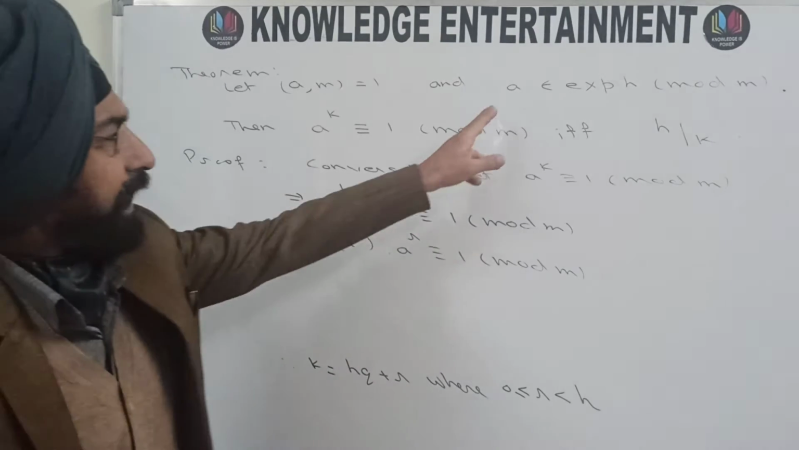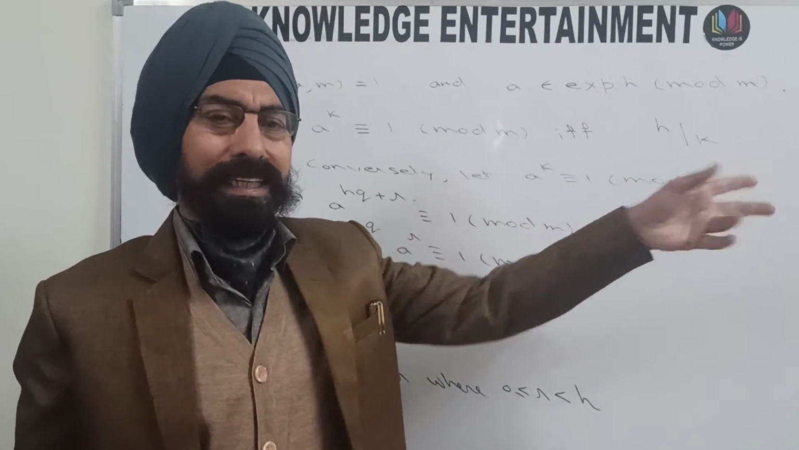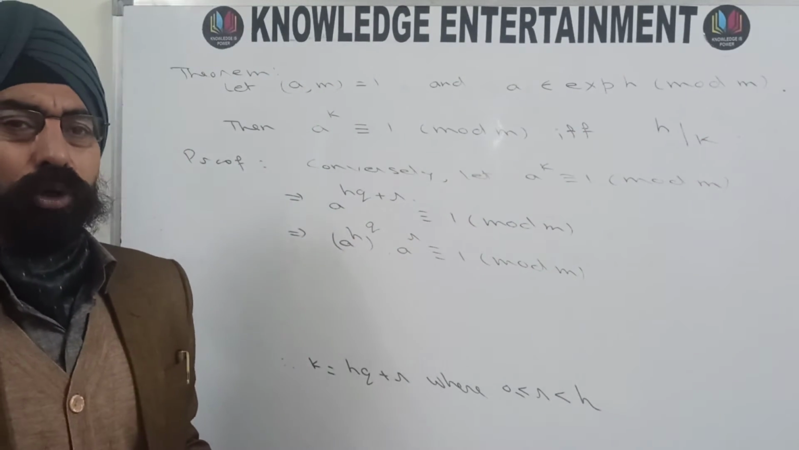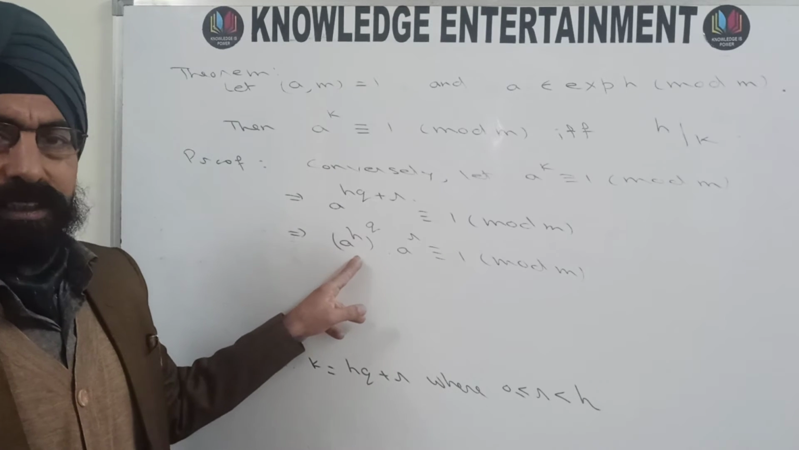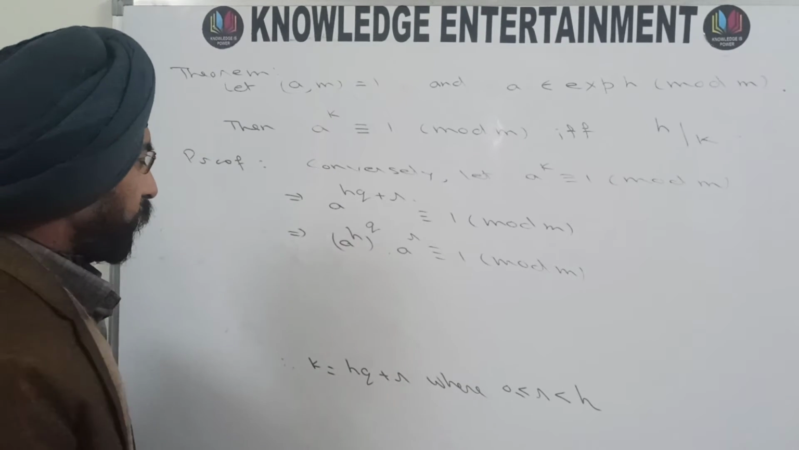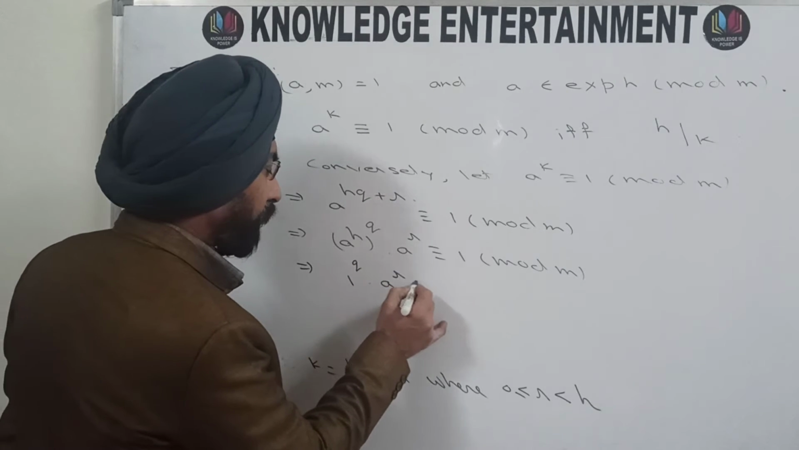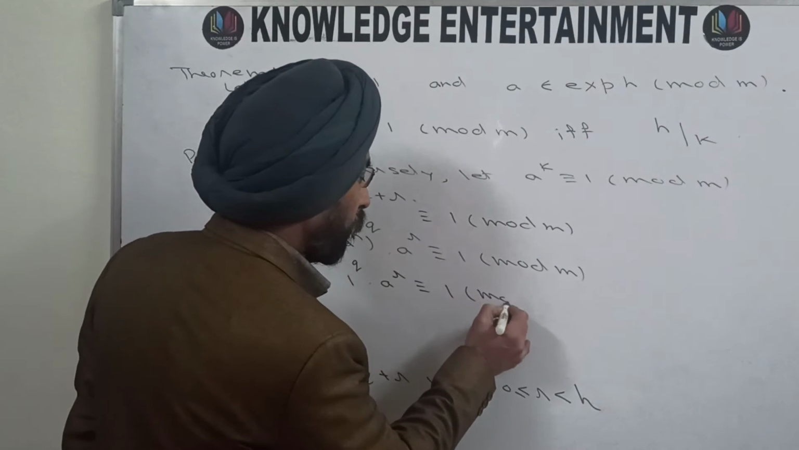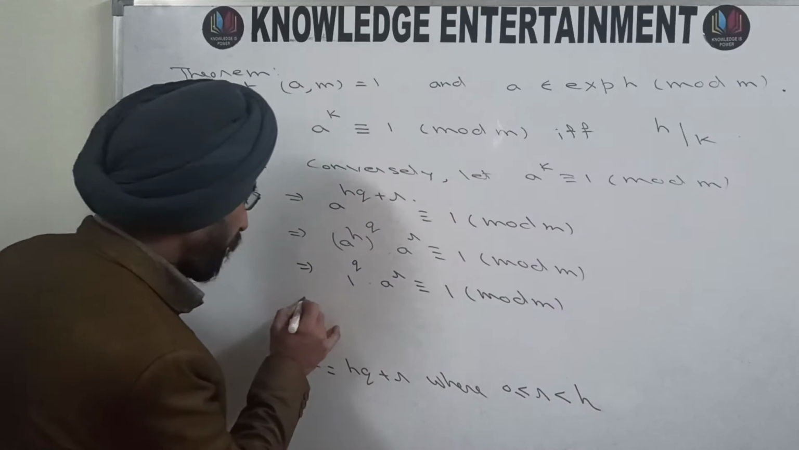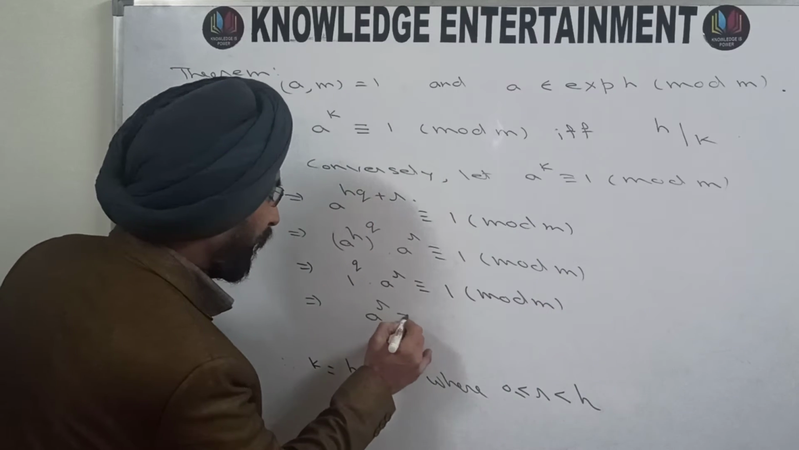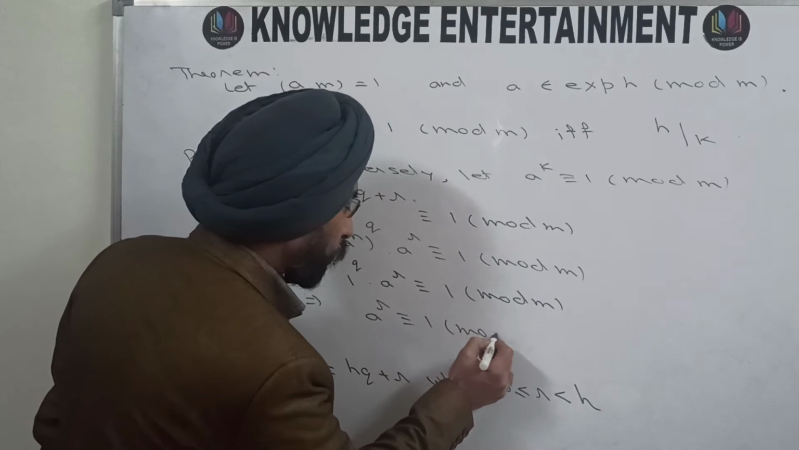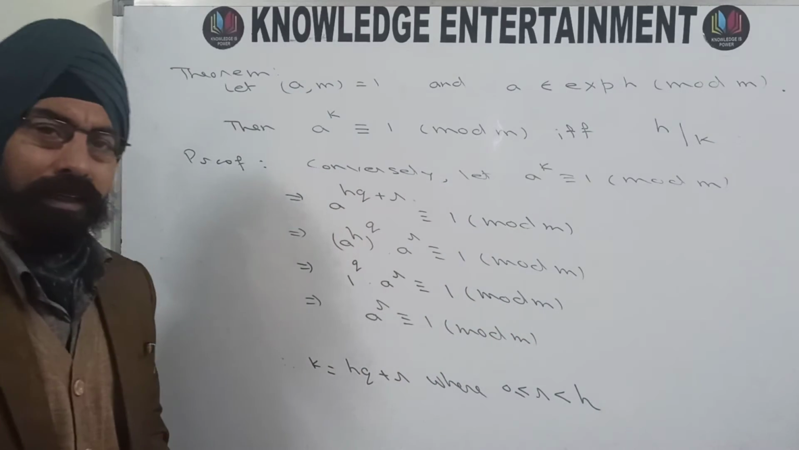And we are given that a belongs to exponent h modulo m. That means a raised to the power h is already congruent to 1 modulo m. So this a power h can be replaced by 1. So what you are going to get is that 1 raised to the power q into a raised to the power r is congruent to 1 modulo m. So this means a raised to the power r is congruent to 1 modulo m.